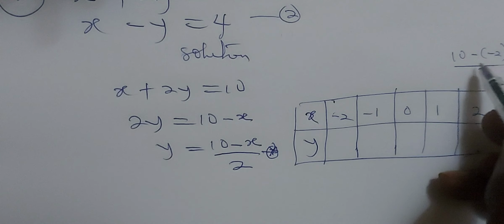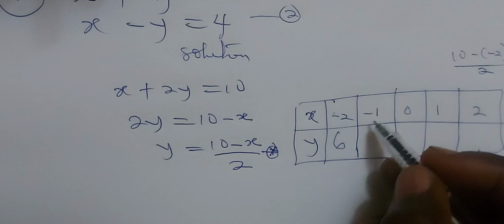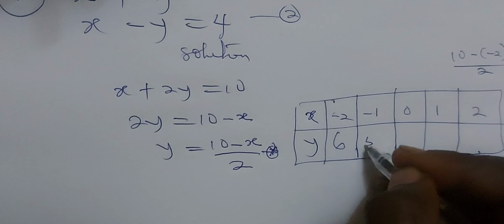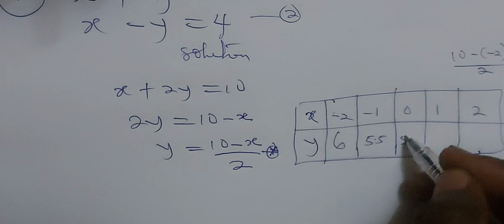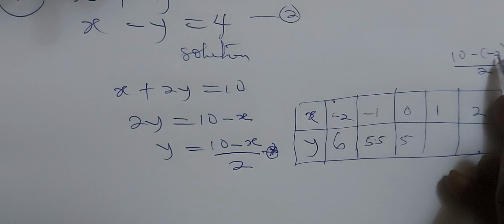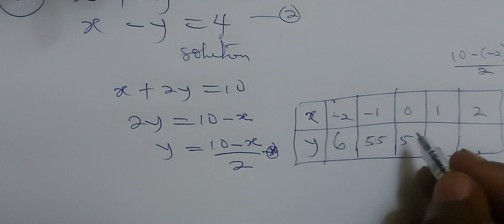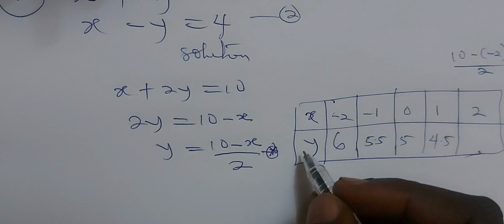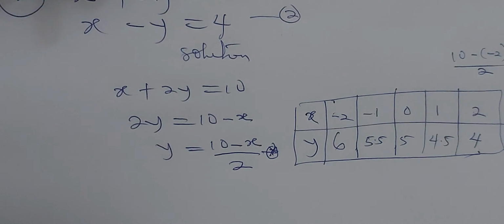So now we have 12 divided by 2, we have 6. When you put this one, you have what? 11 divided by 2, you have 5.5. When you put 0, you have what? 5. When you put 1, it will be 9 over 2, 4.5. When you put 2, you have 8 over 2, you have 4. Okay, so this is how it goes.